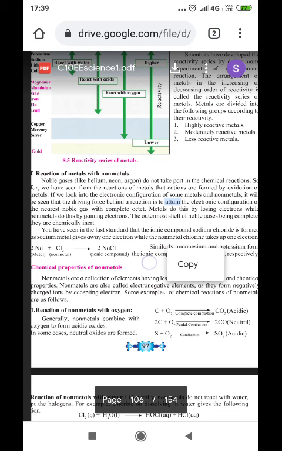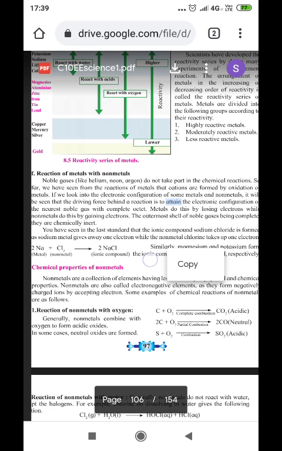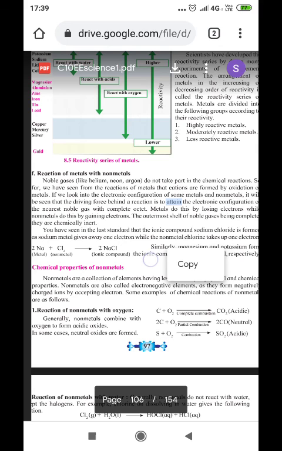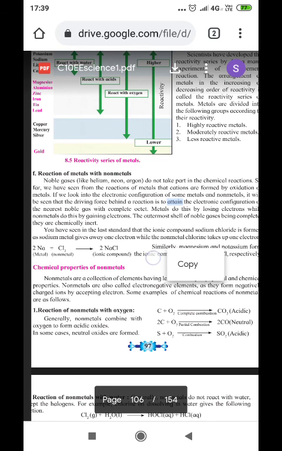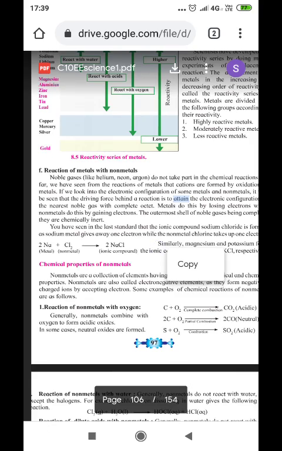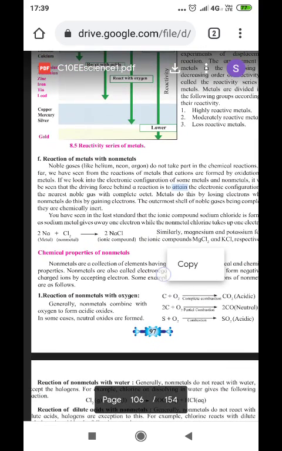The intention of an element is that the element should attain stability, that is, in the outermost orbit, if it is the first orbit it should be a duplet or 2 electrons, or if it is the second or third orbit it should be an octet, that is 8 electrons should be there in the outermost orbit, so that they can become stable after donating or accepting electrons. That is called a complete octet. Metals do this by losing electrons, while nonmetals do this by gaining electrons. The outermost shell of noble gases being complete, they are chemically inert.